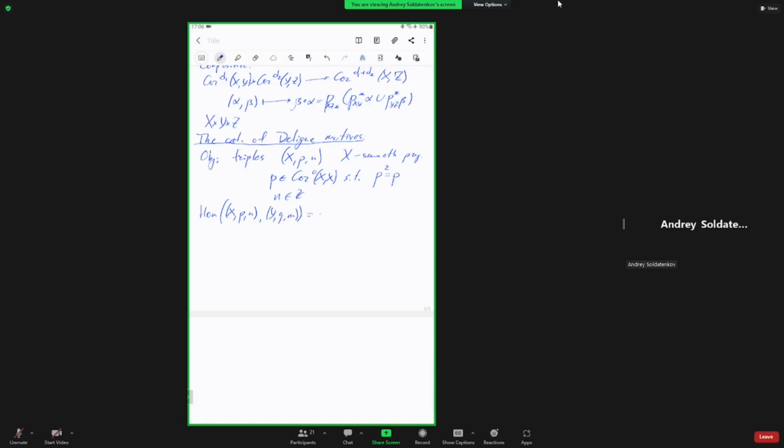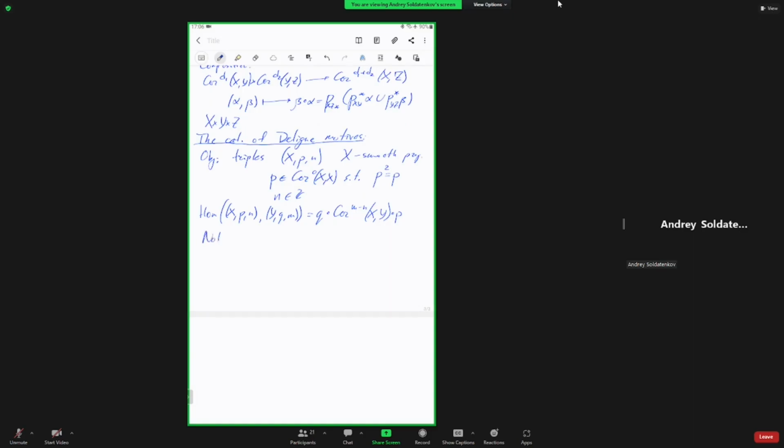So these are correspondences of some degree from X to Y, but also they are pre-composed with the projector P and post-composed with the projector Q.